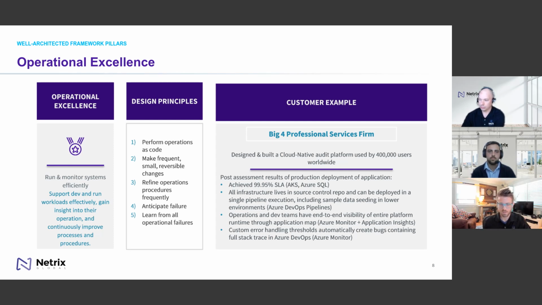I'm going to talk about this in the context of a customer example that we have. You can see that over on the right of this slide. At a high level, this was a business critical audit platform. We built it for one of our clients, who happens to be a big four firm. And the audience was huge, 400,000 plus users.